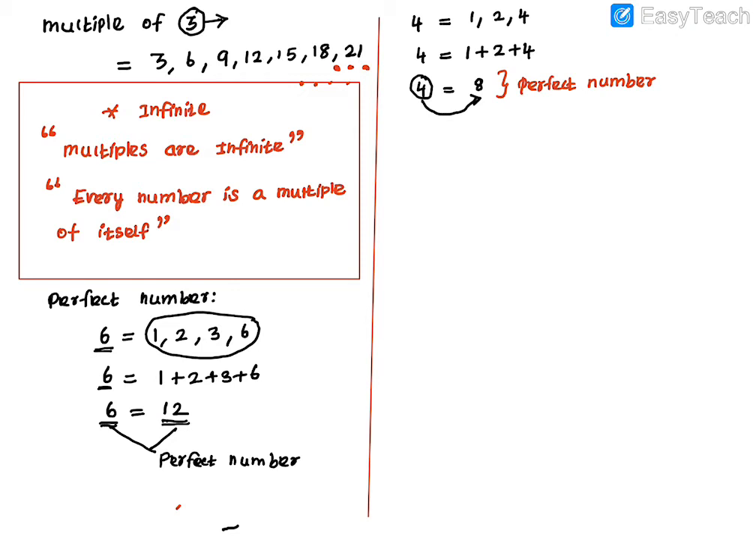Factors means what? Factors means the numbers which divide the given number exactly. That means the remainder should be 0 only. Other than that, if there is a remainder, we cannot call it a factor of that particular number. And multiple means double of that number. Okay, so in the next class we will solve some problems.